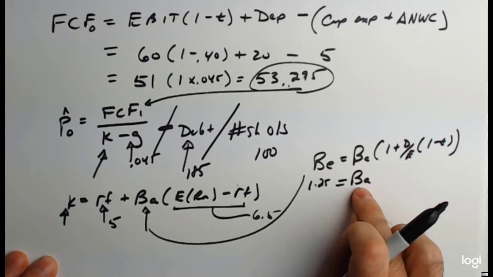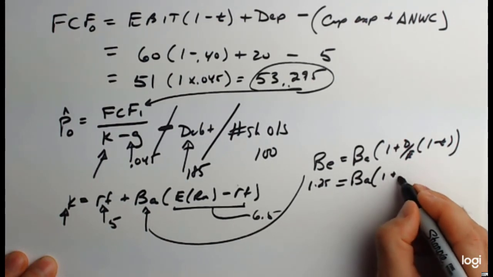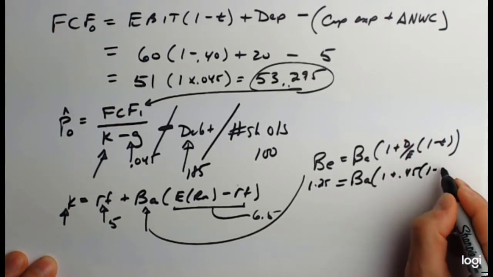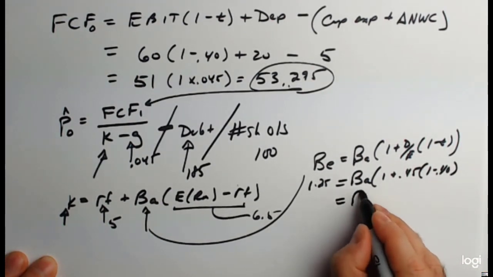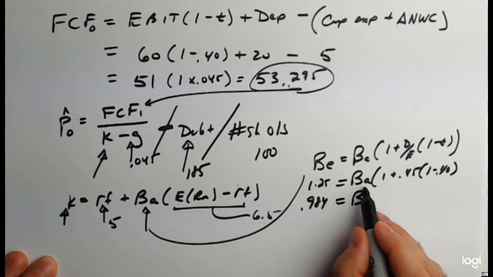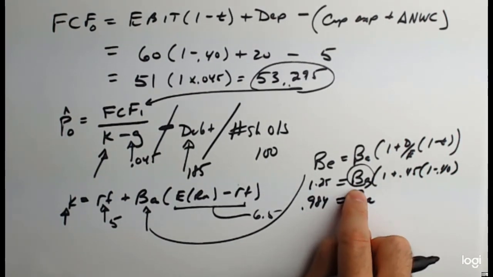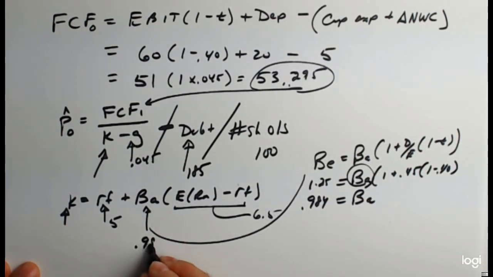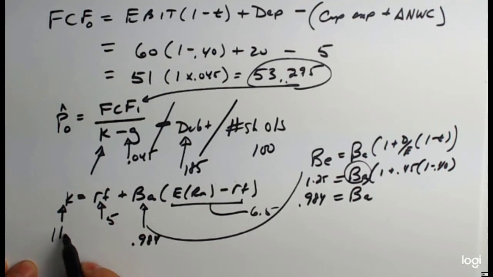Remember, we couldn't observe this. We can observe the equity beta. And we know that the debt to equity ratio is 45% and the tax rate is 40%. That means the beta for assets equals 0.984. So solve it, it's one equation, one unknown. It's just under 1, beta of the assets. So that's 0.984. Now we have everything we need to figure out K. And K comes out to be 11.4%.